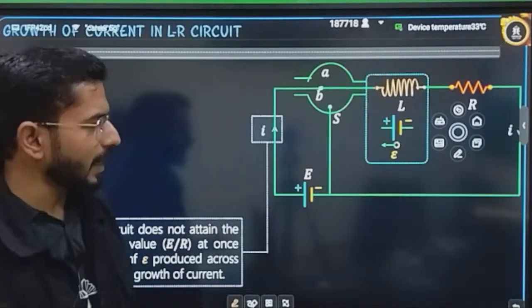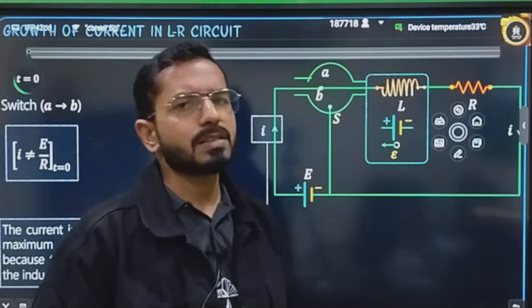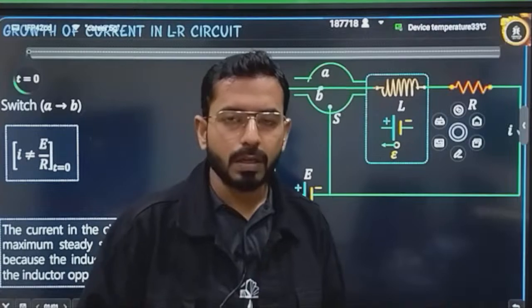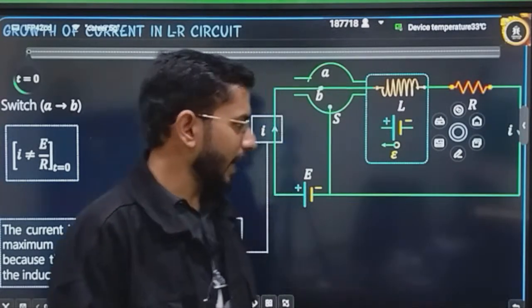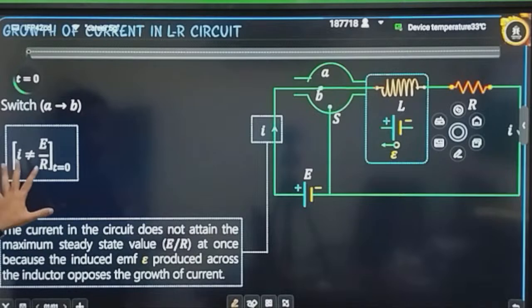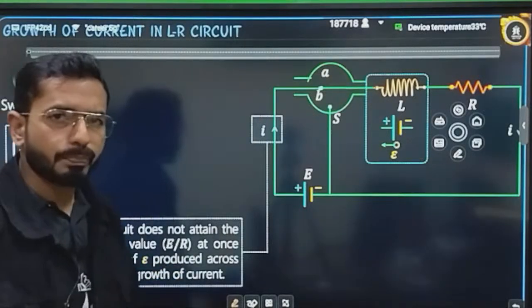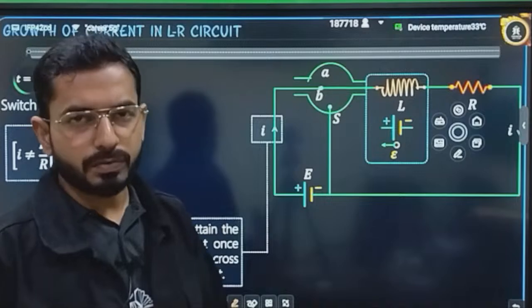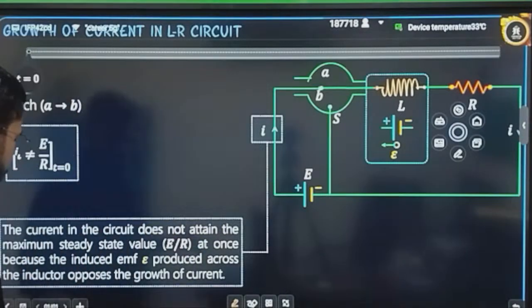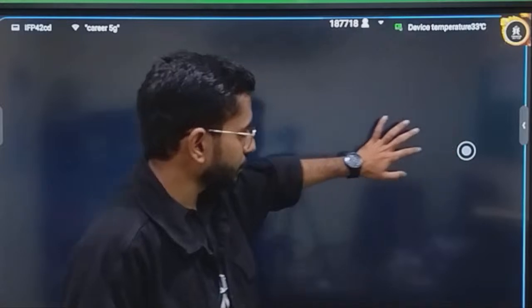It is a growth circuit. So initially I will say current is 0, and finally let's suppose current is some I naught, the final current, but I am calculating at some time t. Let's suppose the current is equal to I at that time. I want to generalize the equation of current. So how can I do it? Let's write it from the complete basics.